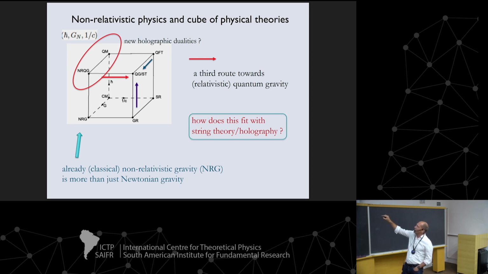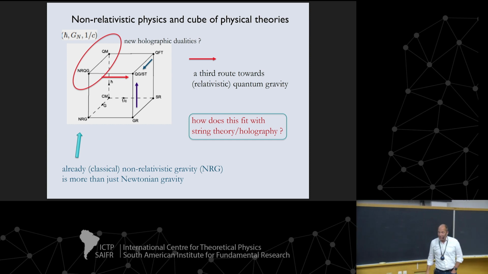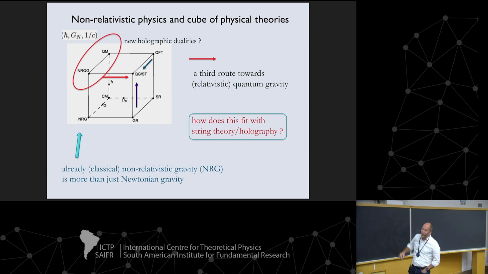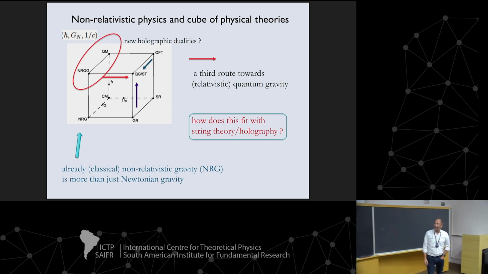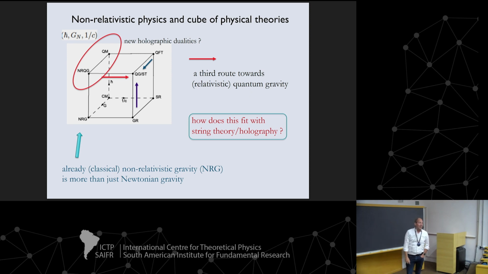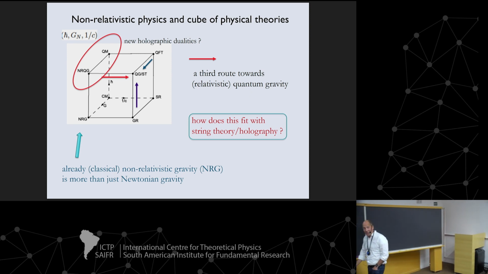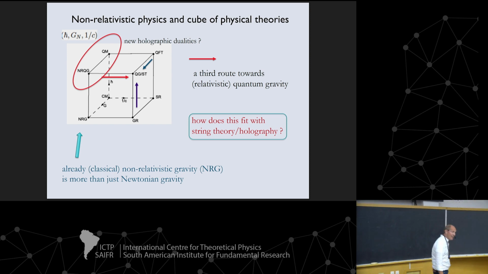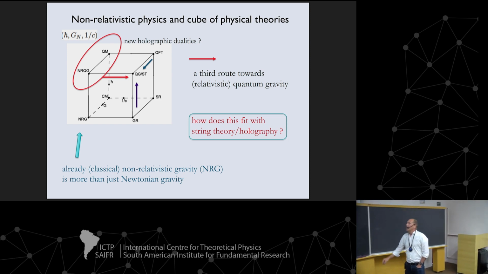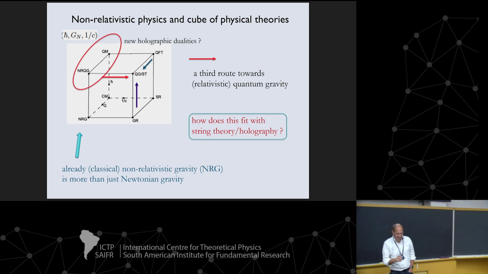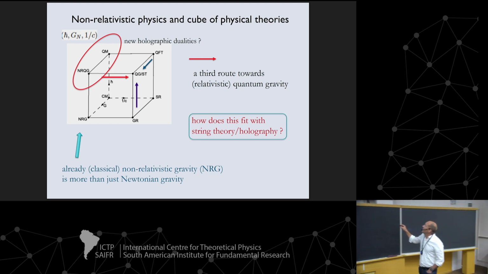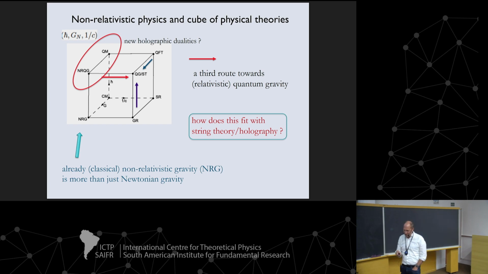I should maybe also mention that I put here NRG, non-relativistic gravity, which would be the classical limit of whatever NRQG is. I just want to emphasize that one of the things we have learned, not so much from looking at string theory, but from more carefully examining the large speed of light limit of GR, is that this corner is already something more general than Newtonian gravity. So the arena in which this talk is taking place is the question: how does string theory and holography fit within this overall picture?